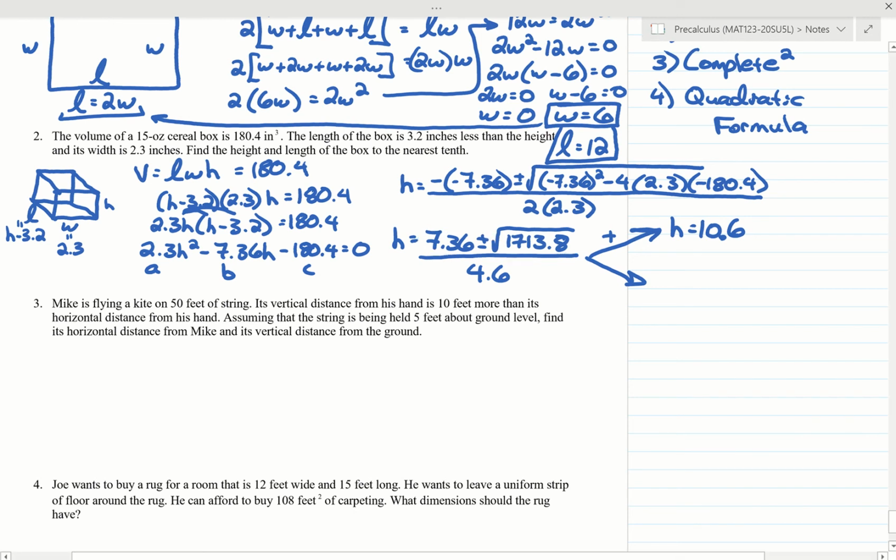If we do 7.36 minus the square root of 1713.8, and then divide it by 4.6, we get a negative height. And clearly that doesn't make any sense. We don't have negative heights. So we know the height is 10.6. We're asked to find the height, and we're asked to find the length. So if the height is 10.6, the length would be 10.6 minus 3.2, which is 7.4.